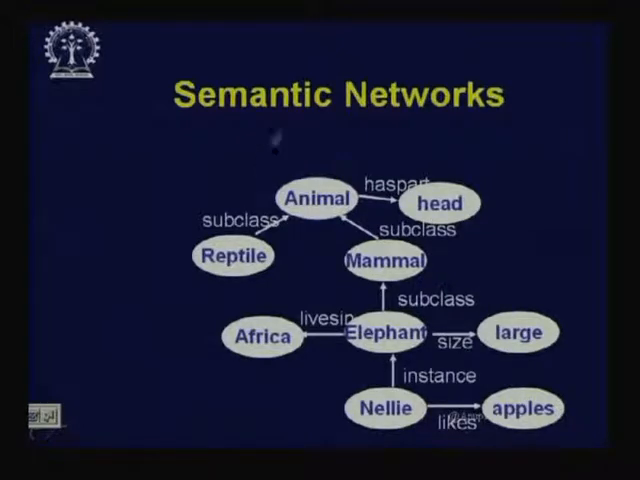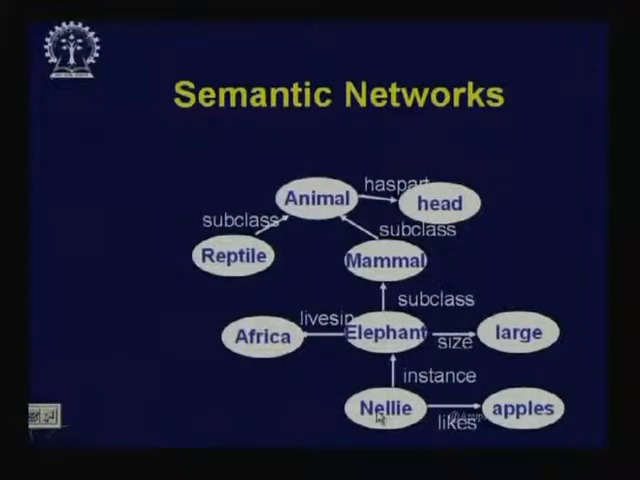Now, over here if we try to ask some questions, for example, where does Nelly live? Suppose that is a question. Now, naturally if we write a procedure that will search through this graph, then what would you do? We would first start with Nelly, okay, because the query itself has got Nelly.